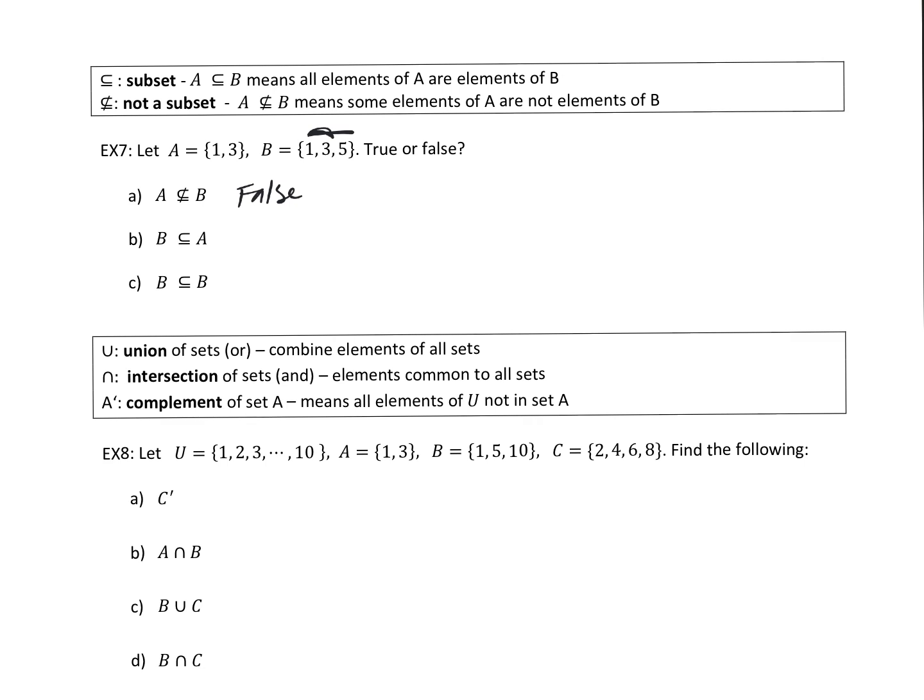Well, that's not true because not all of B is inside of A. We're missing the 5, so this would also be false. Lastly, B is a subset of B. So are all the elements of B inside B? Yeah, this one's kind of weird, but B is indeed holding the same amount as itself. So this is true.